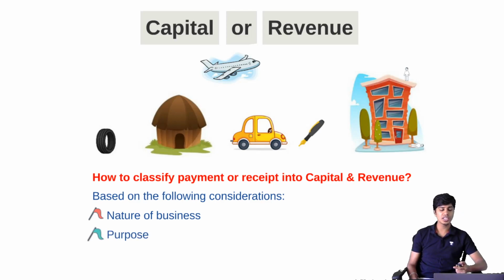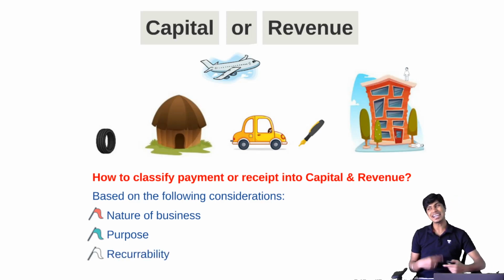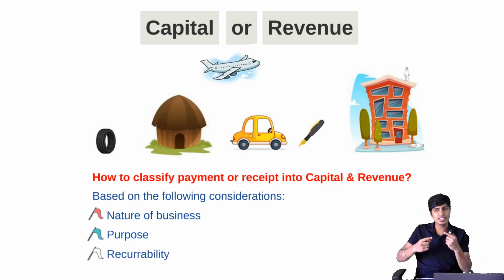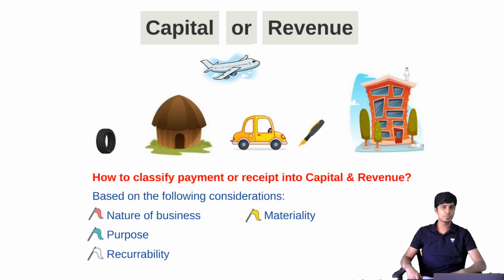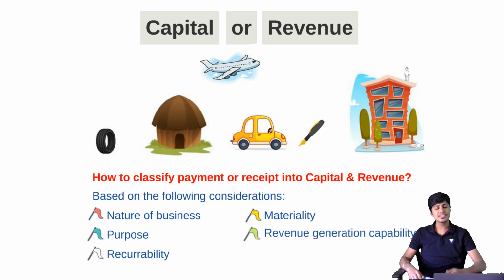Second thing that we need to see is the purpose for which it is bought. Third consideration is the recurrability of the expenditure. How often is that expenditure incurred? Then the next point is we need to see the materiality of the item. How much is the amount of money that's going in for that specific transaction? And lastly, it is the revenue generation. These five are the considerations based on which we decide whether the expenditure incurred or the receipt collected is capital or revenue in nature.